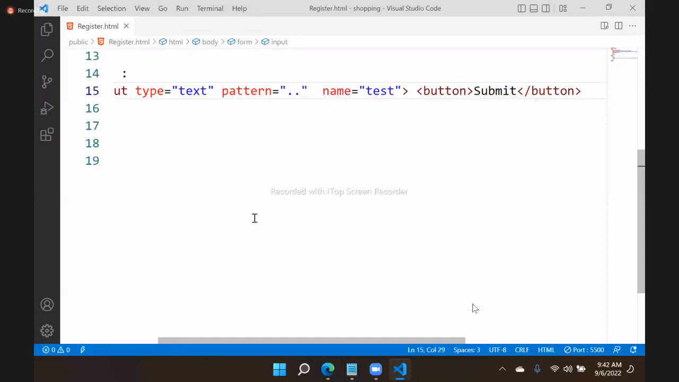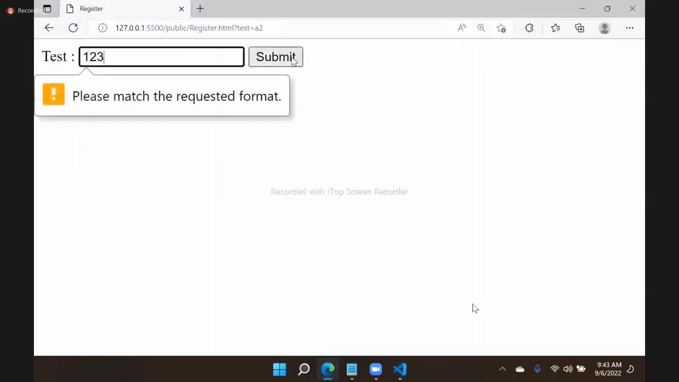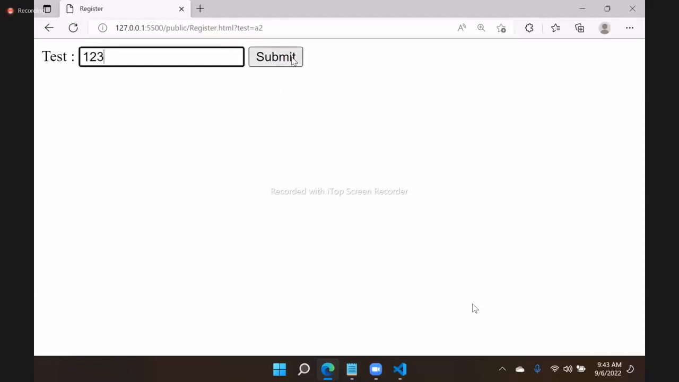Any 2 characters. So suppose I enter DD, it is allowed. Suppose 1, 2, it is allowed. Suppose 8, 2, that is also allowed. Suppose 1, 2, 3, it is not allowed, because only 2 characters. If I want to allow 2 or 1 characters, then how to do it?